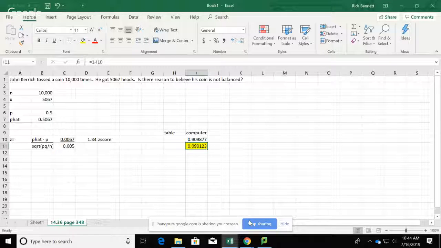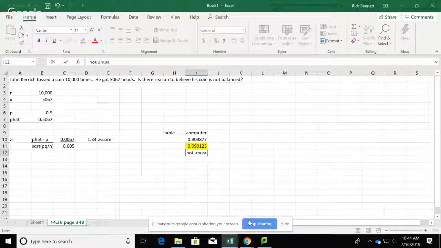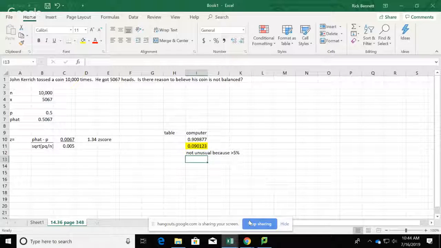Now, is that unusual? No, it's not unusual because it's greater than 5%. Is the coin fair? Fair enough. But that was a little closer than you thought, wasn't it? If I said it was unusual at 10% instead of 5%, would it be unusual? Yes, it would be.